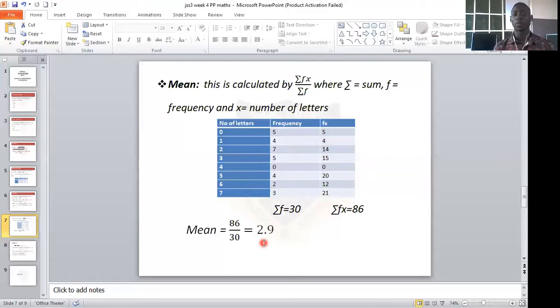You can see the way we are analyzing the table, interpreting the table. Extend another column for your fx. It makes it a lot easier. So to calculate the median now.